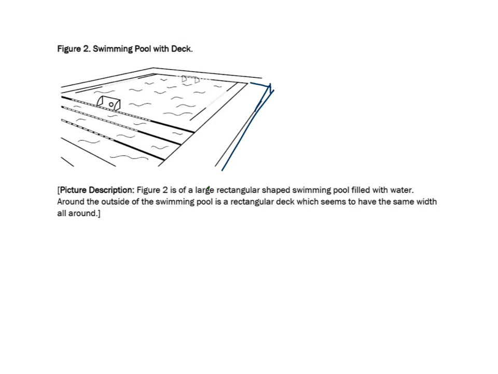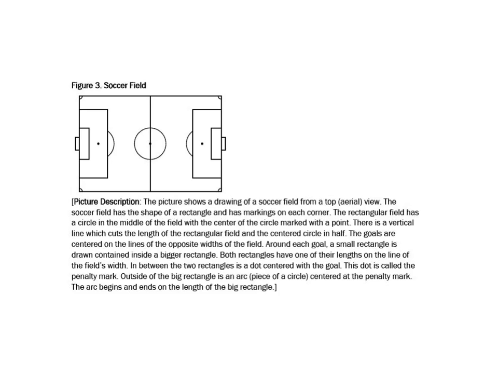So these are some things that we might want to figure out when we're building a swimming pool and a deck around it. Here we have a picture of a soccer field, maybe something else we want to put in that big piece of land we're thinking about. The picture shows a soccer field from a top aerial view, and we've got a shape as a rectangle and has some markings around the corner.